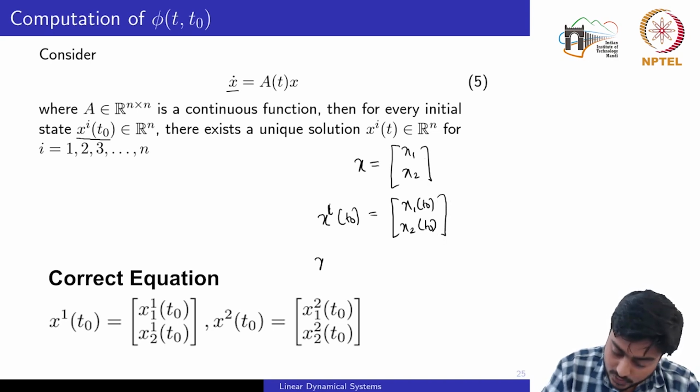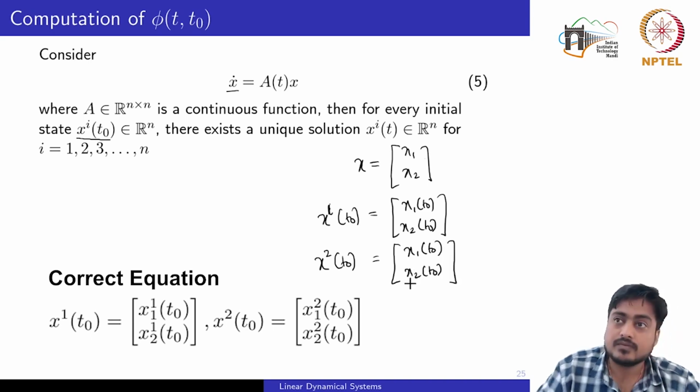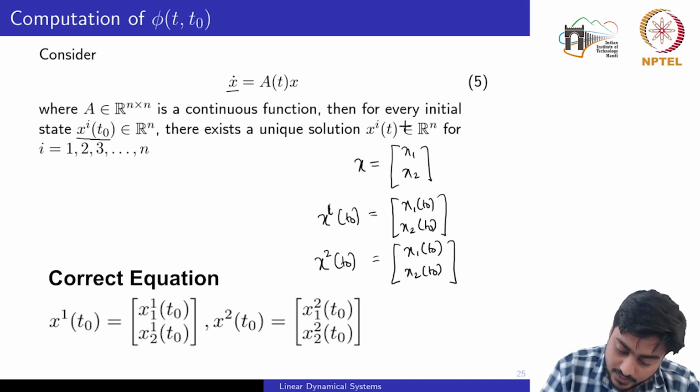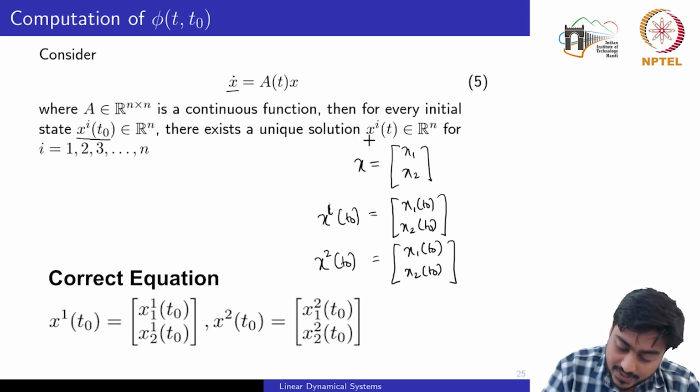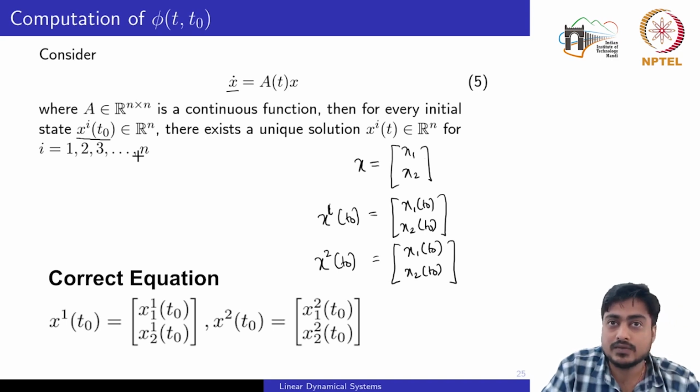Okay, if I have x2 of t naught, meaning again it would be an n dimensional vector but for other values, right? So for every initial condition we could have a different initial condition, which would be an n dimensional vector. Then there exists a unique solution xi of t, which is also an n dimensional vector, for all i's starting from 1 to the dimension of the state, from 1 to n.